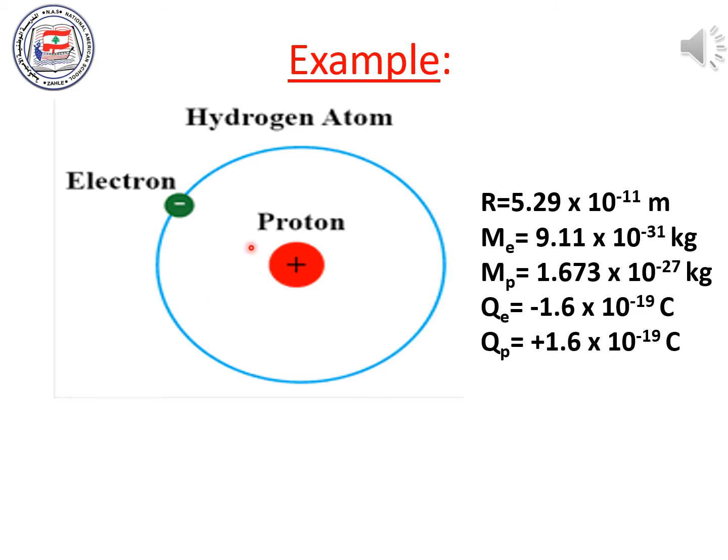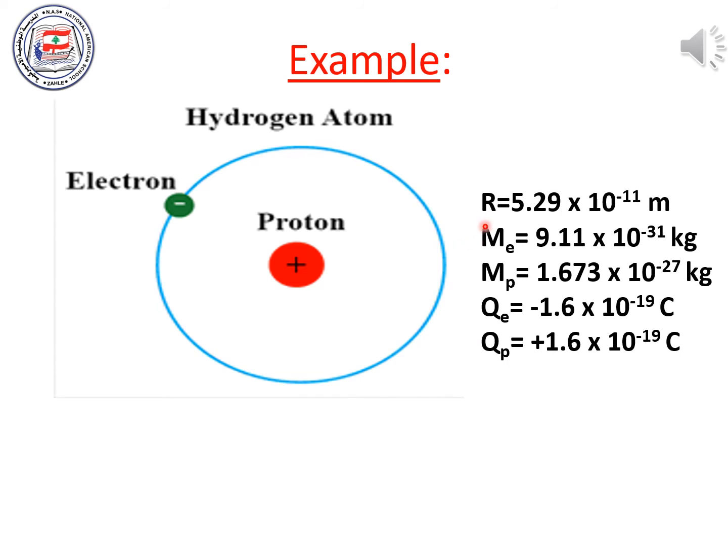Now look at the figure in front of you. You can see the electron and the proton in the hydrogen atom. In order to calculate the electric force between them and the gravitational force between them, we need to know the distance between them, we need to know their masses and their charges. We already know their masses and their charges, and I told you that you need to know these quantities by heart.